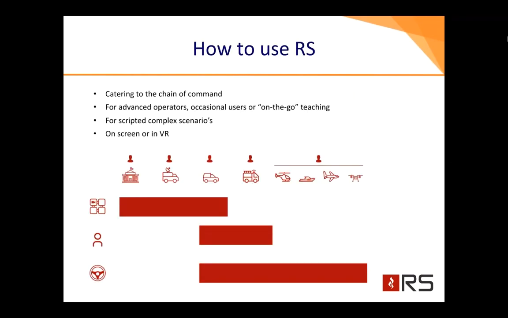How can RS be used? It can be used throughout the complete chain of command. As you see in our little schedule, on the top you see the different roles we identify in this chain of command, going from a crisis center all the way to an operational role. We allow them to participate in 3 ways: by a camera matrix, as a trainee, or controlling or operating an object or a vehicle. RS is for the advanced user with advanced logic and advanced storytelling, but also for on-the-go teaching, by showing simple incidents in classroom situations for situational awareness. And of course, RS can be used on screen or in a VR setup.